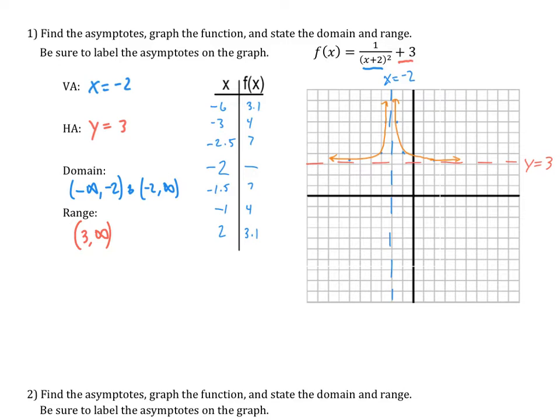Alright, that's what graphing that rational function should look like. Anytime you do a square, they should always go in the same direction, whether they both go up or they both point down. Depends on the sign of the numerator. So that being positive, those both went up.